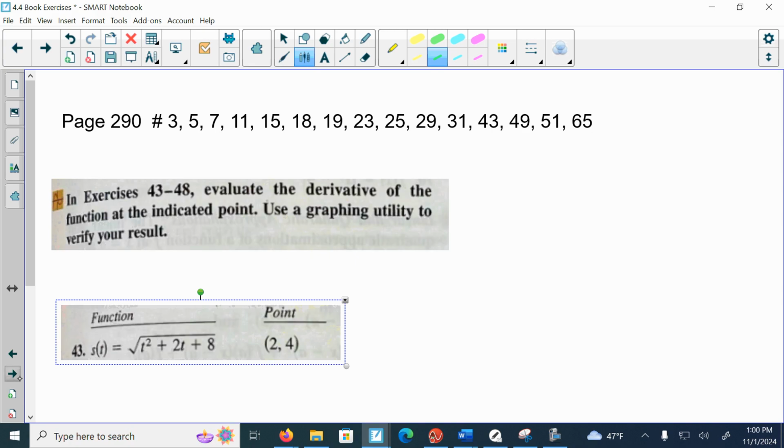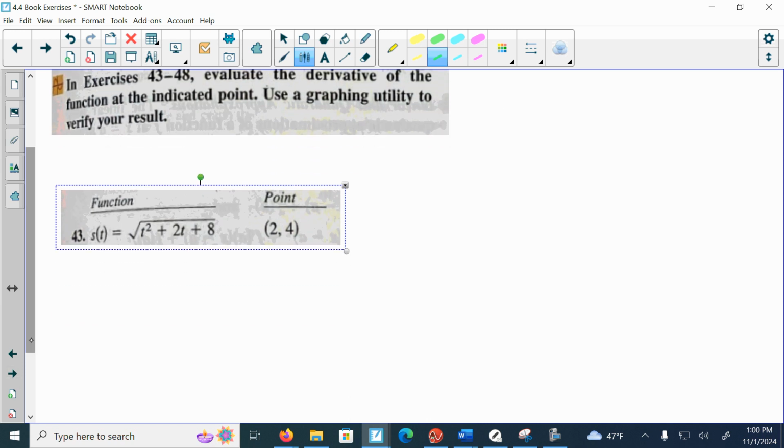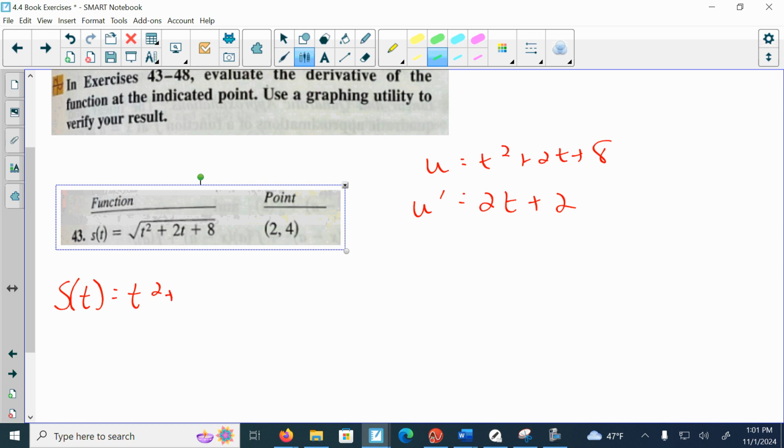Number 43, evaluate the derivative of the function at an indicated point and then use a graphing utility to verify your results. So I am going to say that my u, I'm doing it the exact same way that I did before, except for at the end, I'm going to substitute in that 2 to find my derivative at that point. So u is going to be that t squared plus 2t plus 8. The derivative of u is going to be 2t plus 2. Here I'm going to rewrite this s of t. Oh, no, I don't. I rewrote the u. So this is going to be u to the 1/2 power.